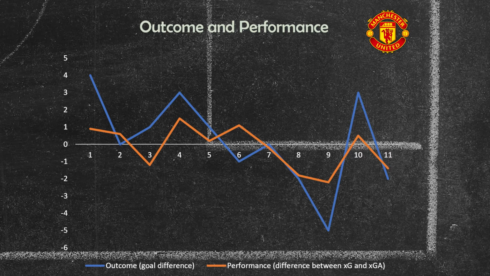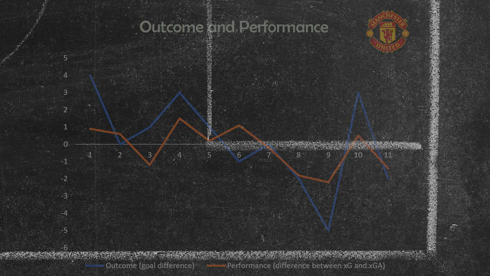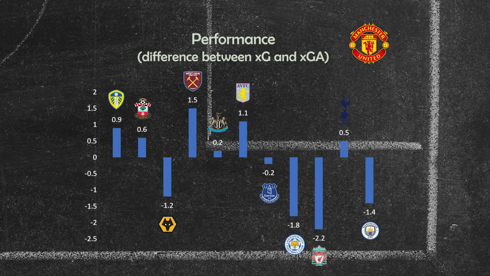In blue, we are looking at outcome, which is the difference between goals scored and goals conceded. In orange, we're looking at the underlying performance, measured by the difference between expected goals and expected goals against. And focusing in on that underlying performance, we can see a wobbly, even undulating trend. Some positive performances earlier in the season, contrasted with poor performances against Leicester, Liverpool and Manchester City especially.